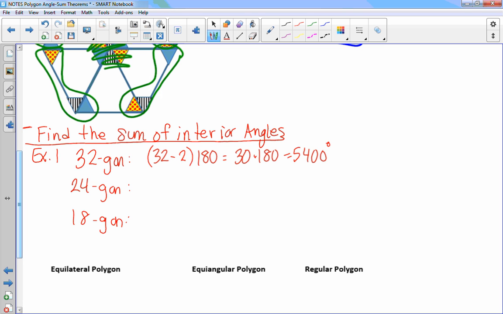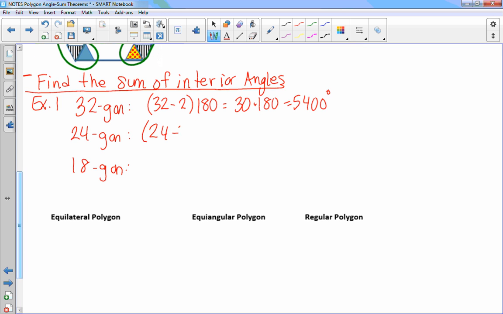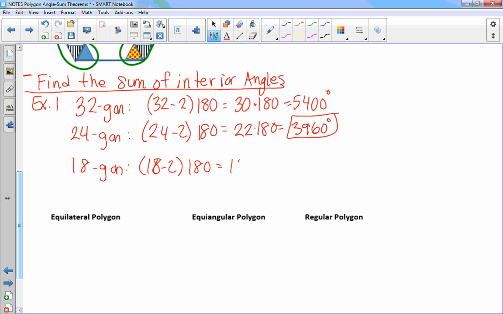Okay, good job. What's the first one? 3,960. You should write down your work. 24 minus 2 times 180 is 22 times 180, which is 3,960. If you want credit on your homework, you need to write down your work. Otherwise, I'll think you just copied someone's homework. For the 18gon, we do 18 minus 2 times 180, which is 16 times 180. What does the last one come out to?